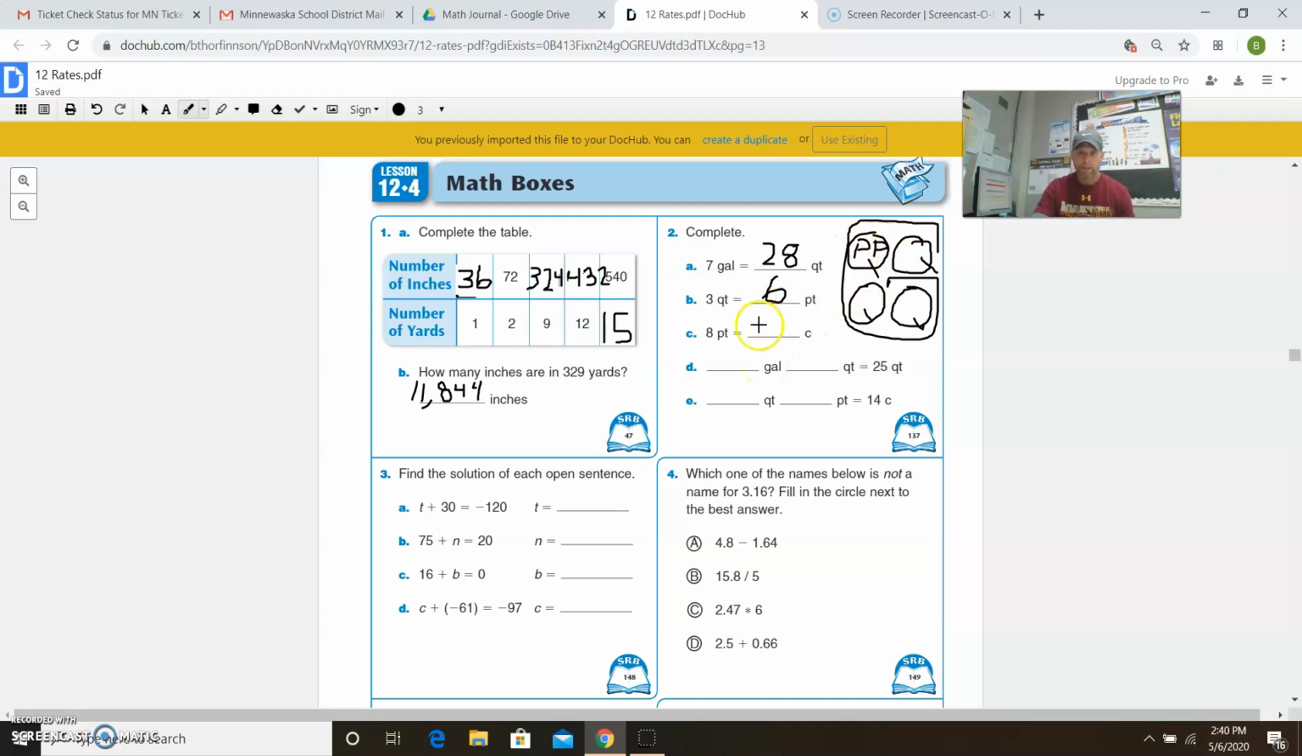8 pints is 16 cups. There's 2 cups in each pint. Remember, you should have 2 cups inside.